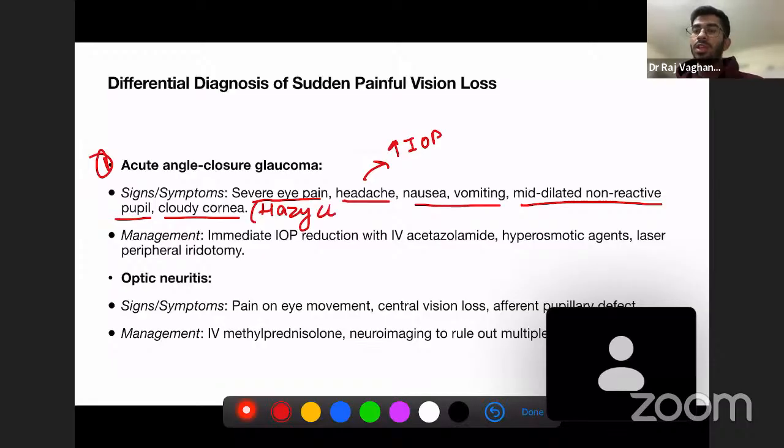Hazy cornea. So you can have hazy cornea. You can have severe eye pain, headache, nausea, vomiting, mid-dilated non-reactive pupils. So these are the 4 to 5 important signs and symptoms associated with acute angle closure glaucoma.